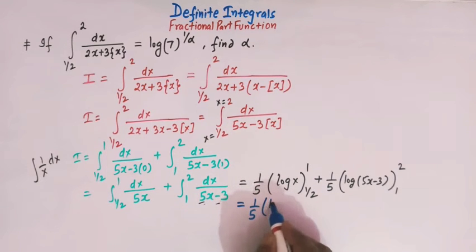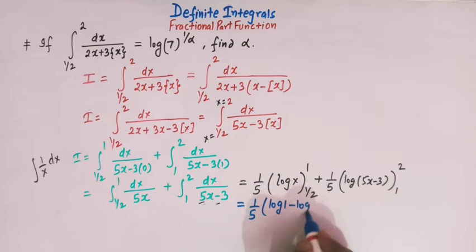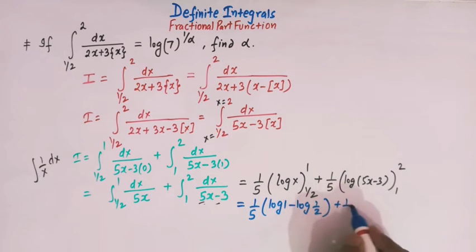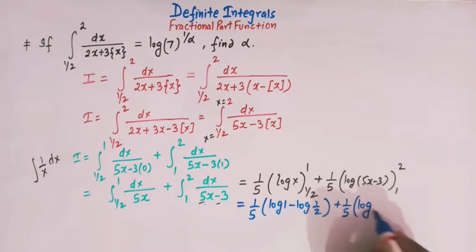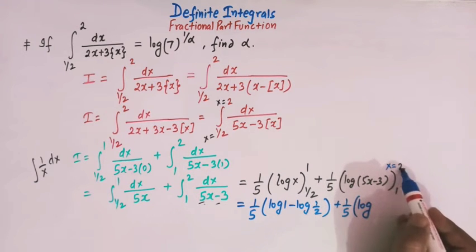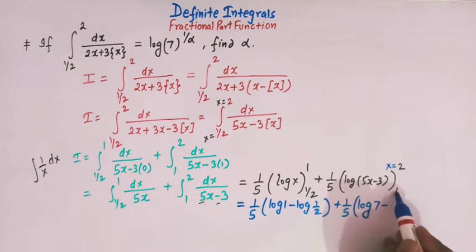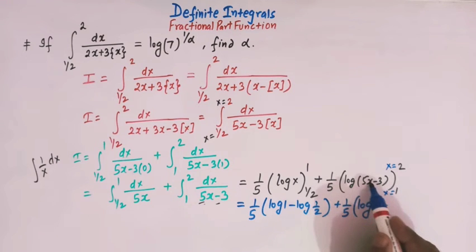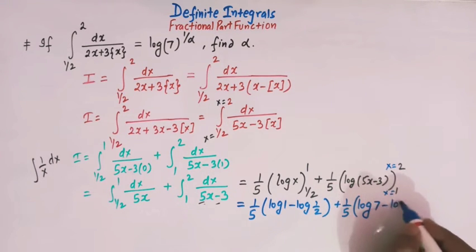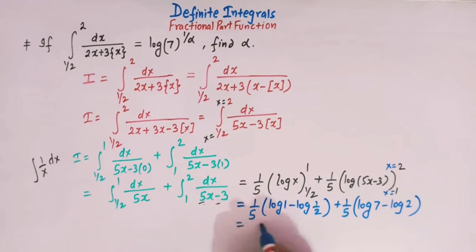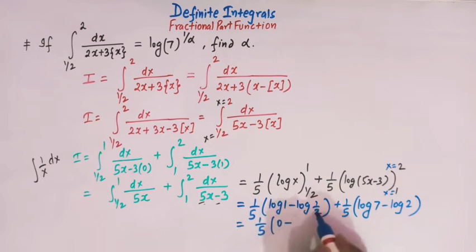So we have 1 over 5, this is log of 1 minus log of half, right? And here we have 1 over 5, and we have log of, see here x is equal to 2, so this is 5 times 2 is 10, 10 minus 3 is 7, minus here x is equal to 1, so 5 ones are 5, 5 minus 3 is 2, so we have log of 2, right? And here we have 1 over 5, and log of 1 is 0, and here we can take log of 2 raised to minus 1. Here we have 1 over 5, and this is log 7 over 2, right?